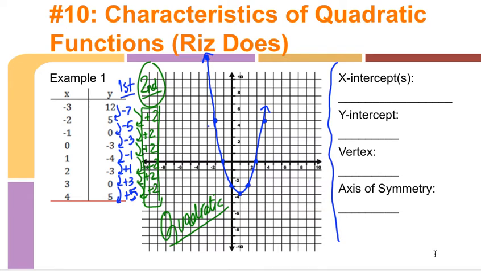So now that we know it's quadratic, we can try and look at some of these key characteristics. So if we look at the x-intercepts, we look at the parabola and see where it crosses the x-axis. So I notice it crosses the x-axis here, and it crosses the x-axis here. That left point is -1, 0, and the right point is 3 spaces over, so that is +3, 0.